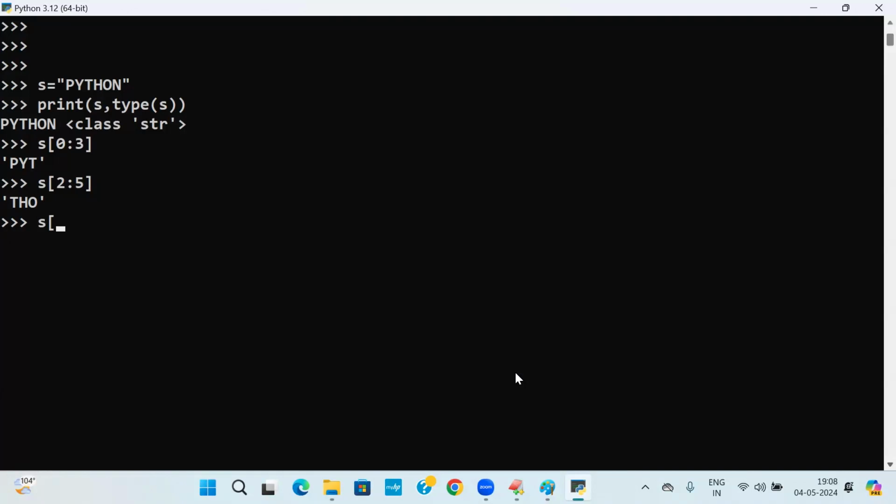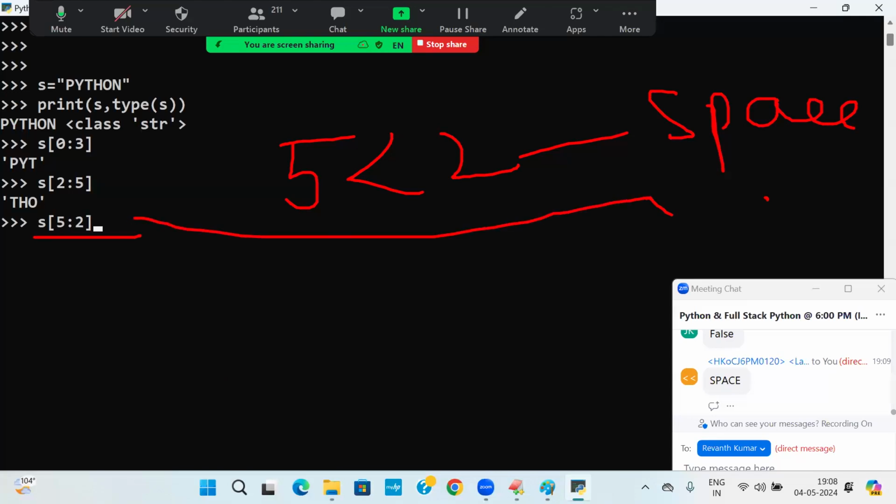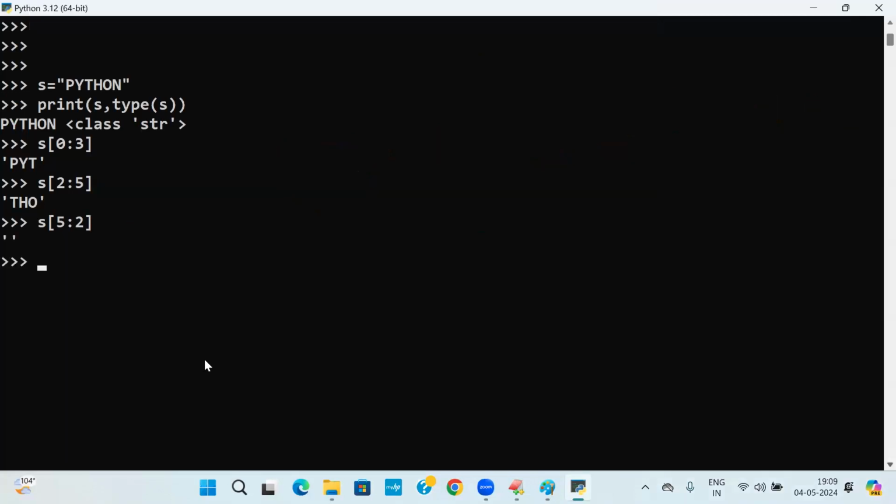S of 5:2. No result. No result because the condition is what? 5 less than 2 is false, so space is the result. Now in this case, you are getting this as the result. When do you get the space as the result? 5:2 I said. In the print I am writing space is the result. Understand? Easy or difficult? Easy.